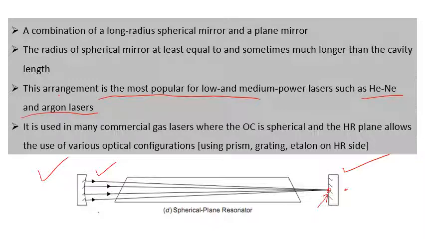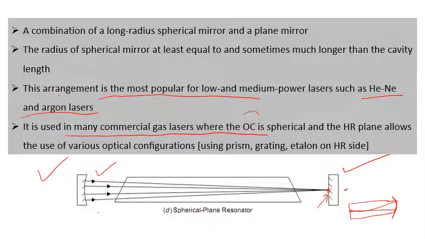So what do they do? When they manufacture, one side they keep it plain and other side they make curved. Okay, and it focuses here. So helium neon and argon laser, medium power laser, low power lasers, we use this kind of arrangement. It is possible you can have a different arrangement, but this one is easier because it's not misaligned easily. So mostly popular in gas lasers.